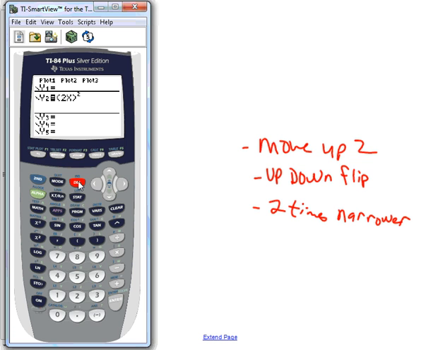Yes? Negative on the outside. I'm going to insert a negative. That's an up-down flip. Do you guys agree? Okay. And the last one says up 2. Have we done that yet? Plus 2 where? On the outside. Say plus 2.